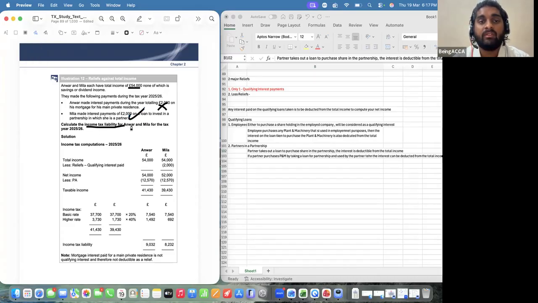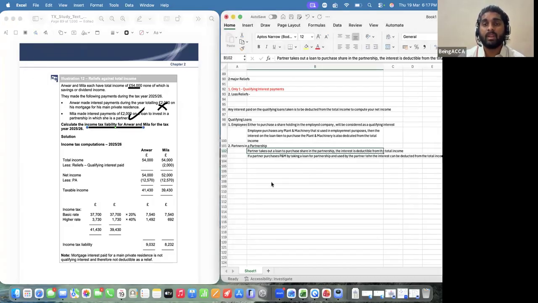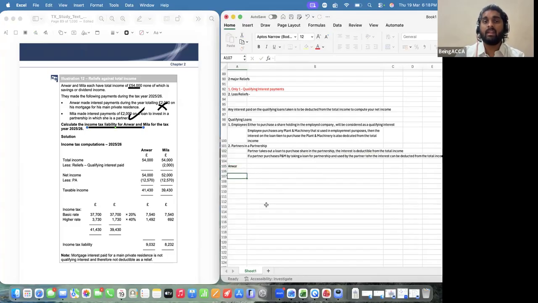Calculate the income tax liability for Anwar and Mila for the tax year. First we'll calculate for Anwar, and next we'll move to Mila. Each of them has non-savings income, so here Anwar has only non-savings income, the employment income.